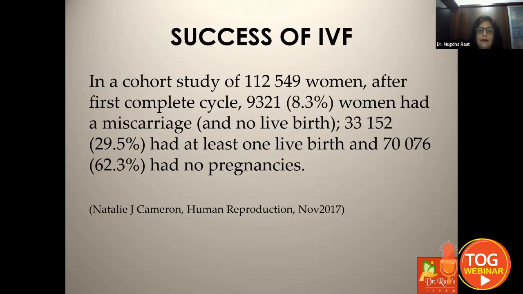Now, it's nothing different in IVF also. As this study was done in November 2017 by Natalie Cameron, which shows that during an IVF, 8.3% women had a miscarriage, 30% have at least one live birth, whereas 62.3% have no pregnancies at all.